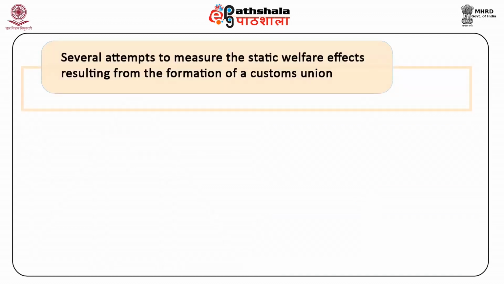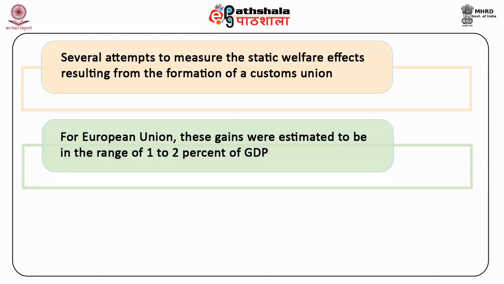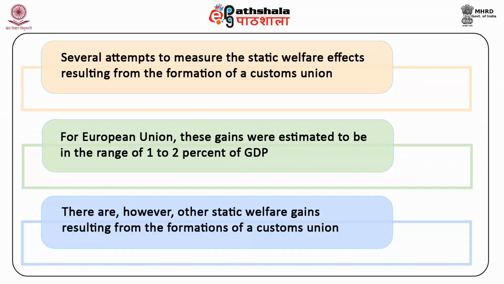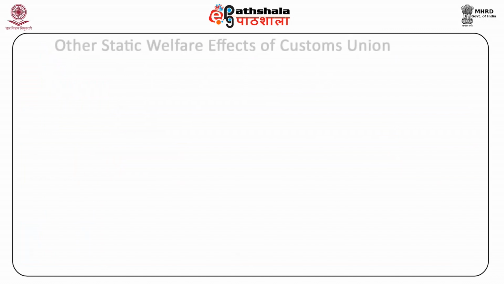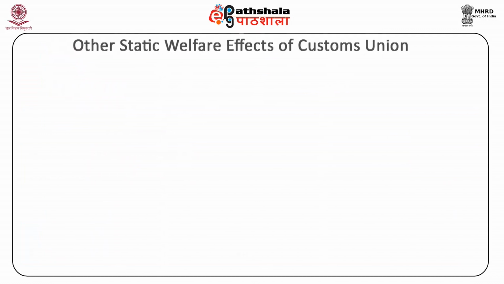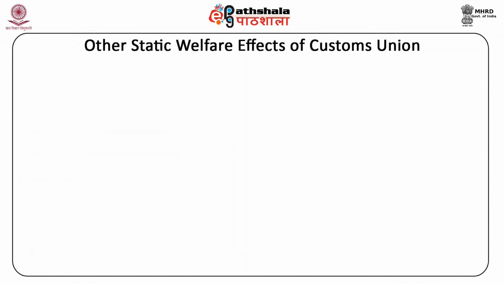Several attempts to measure the static welfare effects resulting from the formation of a customs union all came up with surprisingly small net static welfare gains. For the European Union, these gains were estimated to be in the range of 1 to 2% of GDP. There are, however, other static welfare gains resulting from the formation of a customs union. There are other welfare effects as well, which are static in nature, arising from the formation of a customs union.